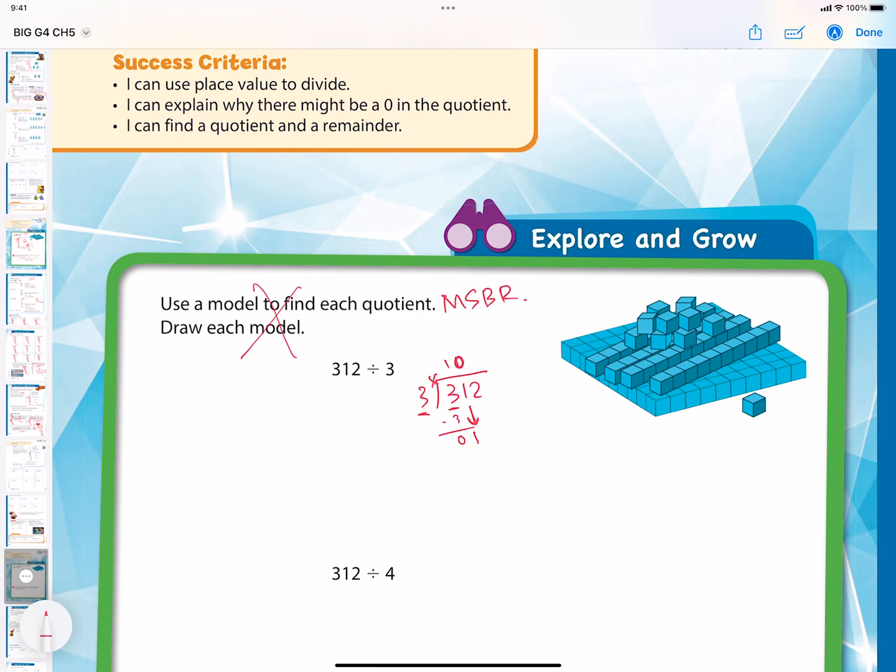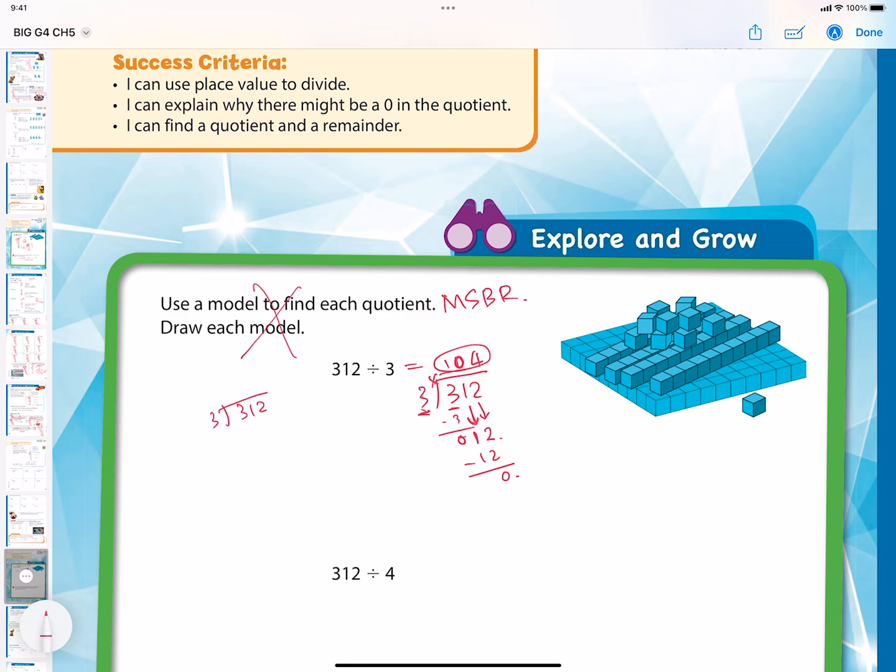Nothing. You have to put 0 in the tens place, because we know this 1 is smaller than what? 3, our divisor. That means you need to bring down the next number. And you are going to work with this 3 again. 3 times 4 is going to make what? 12. Take away, nothing left. So the answer is what? 104.